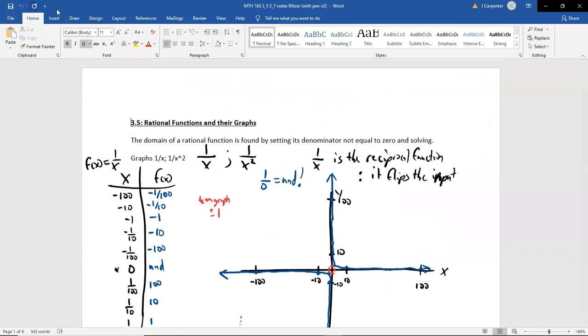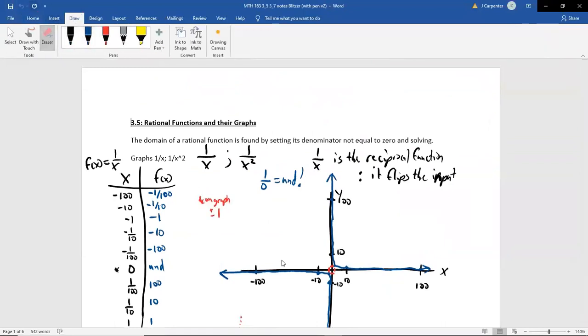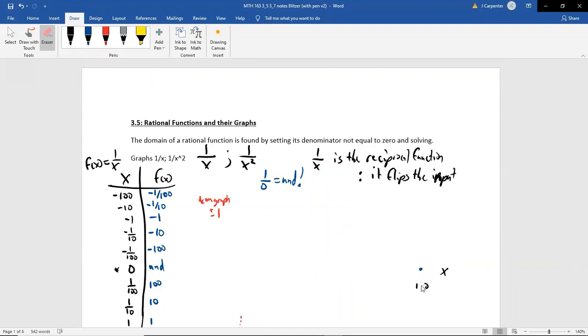I thought I erased that. I'm just going to erase the whole thing. Look away. Don't look at this screen yet. Look away. Hide your eyes.